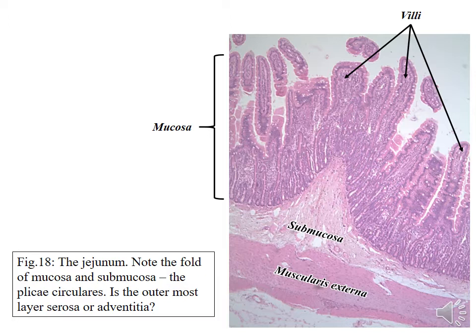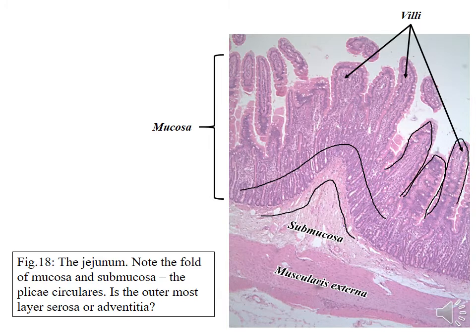The jejunum. Here in the jejunum, we can easily identify the plicae circularis, and the villi are most prominent. Remember that most of absorption takes place here in the jejunum. So here we have a fold of mucosa and submucosa. So this is a plica, and these finger-like projections, these are the villi. As you can see, they are easily identified and they are prominent in the jejunum.